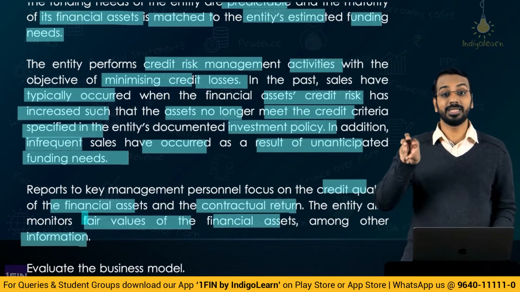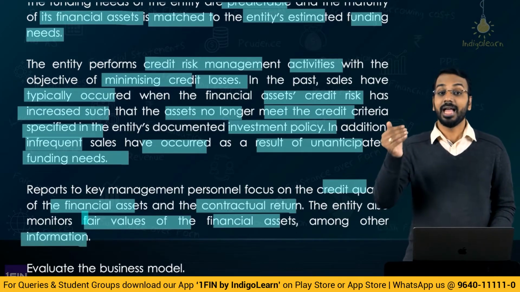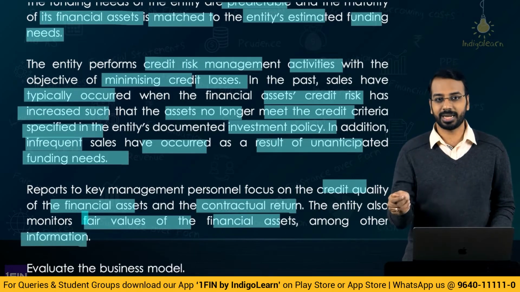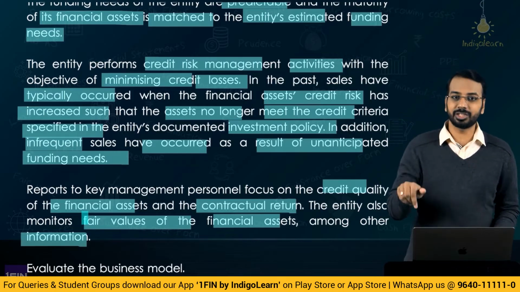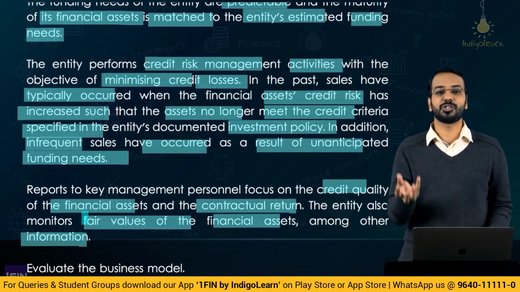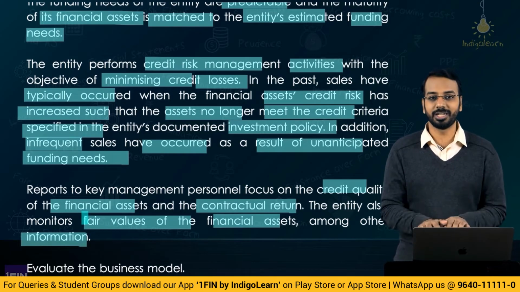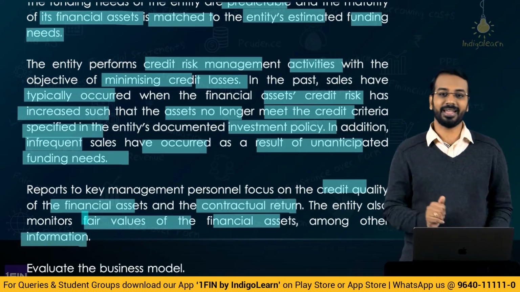Yes, there are some insignificant sales happening. So because they are insignificant, we will anyways not consider them. And because of poor credit quality, if we are selling off some financial asset, that is also a routine transaction, but the underlying intention, the main purpose, is to hold it for contractual cash flows. So basically the business model here is to collect contractual cash flows and not to sell financial assets.